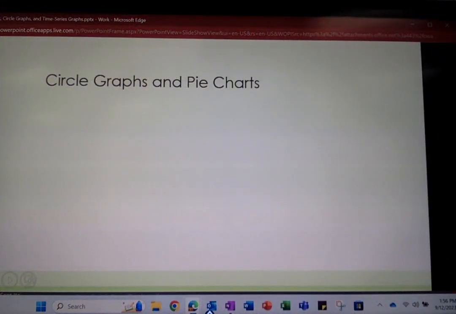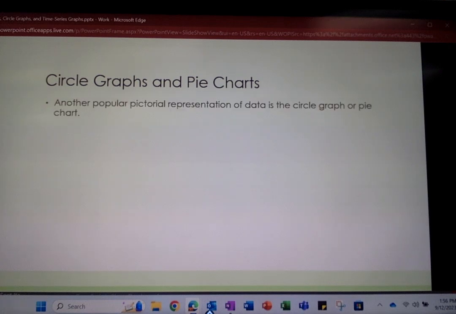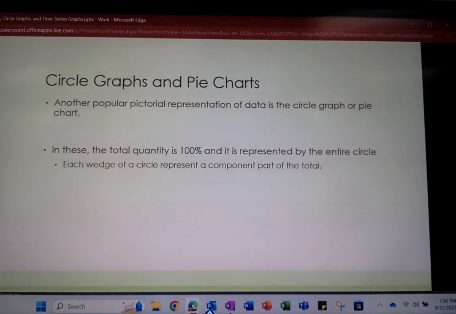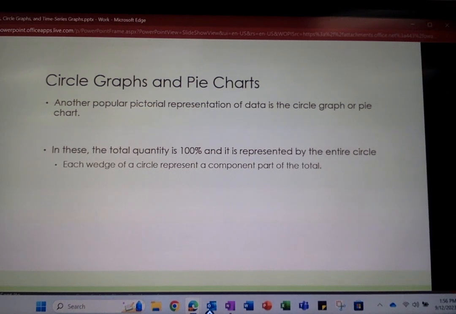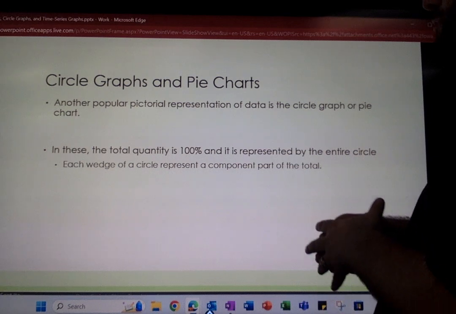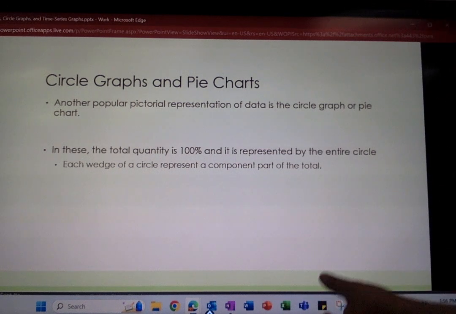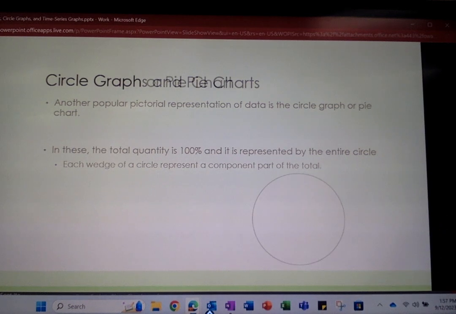Then we get to circle graphs and pie charts. Y'all know what pie charts are. Y'all have seen pie charts before. It's another popular pictorial representation of data. So when you work on circle graphs and pie charts, the total quantity is 100% and is represented by the entire circle. Each wedge of the circle represents a component part of that total, or a percentage, if you will.